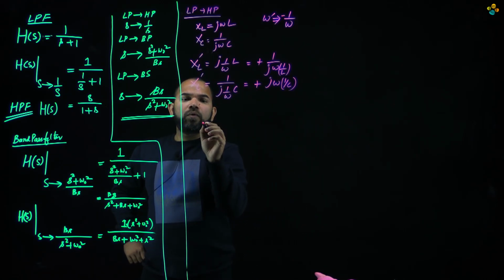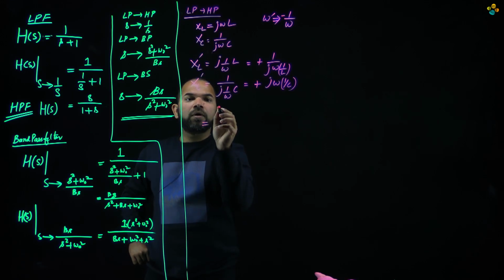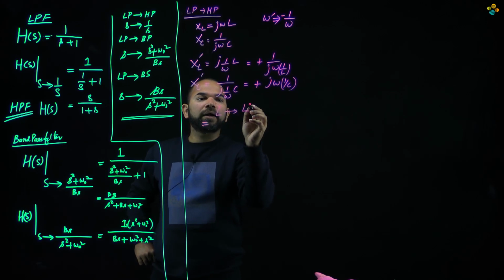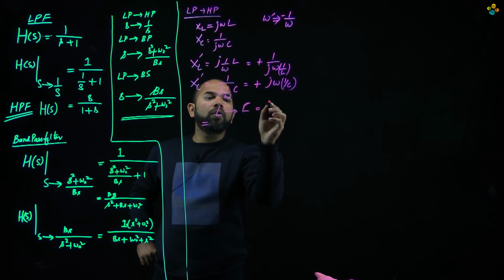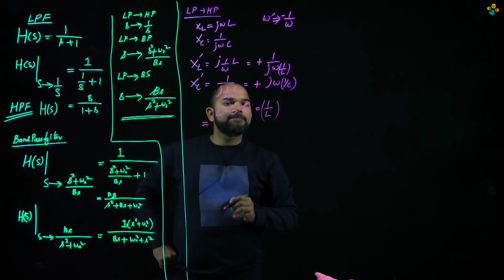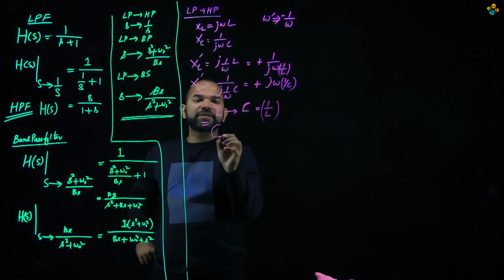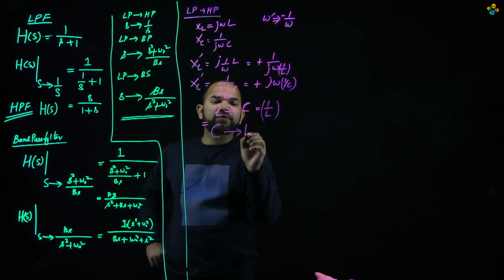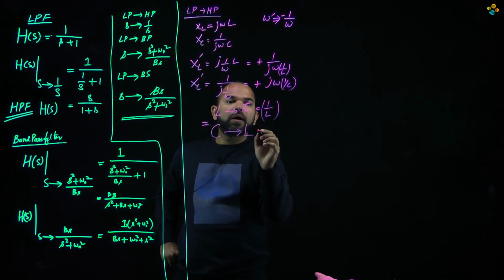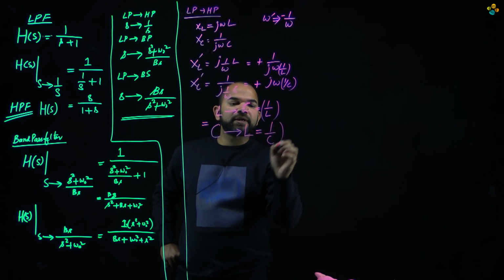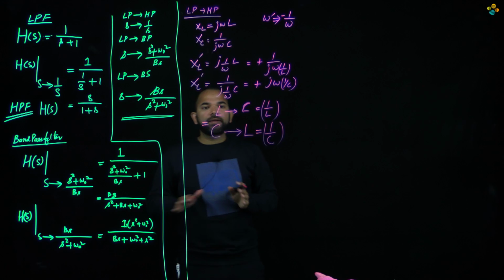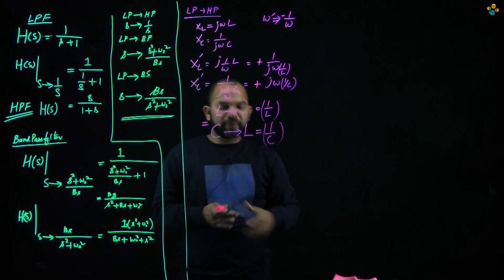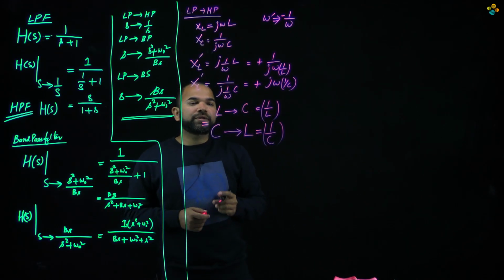So now, for the transformation, all the inductances of the low pass filter would change into a capacitance with value of 1 over L. All the capacitances of the low pass configuration, for high pass configuration, we need to change to the equivalent inductance with a value of 1 over C. It's fairly clear.